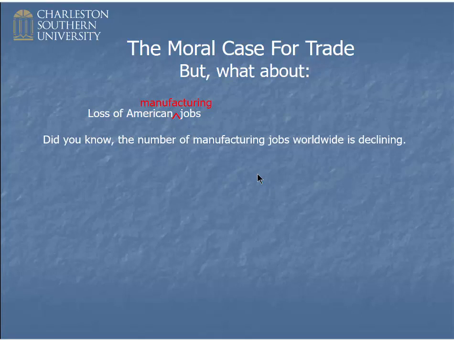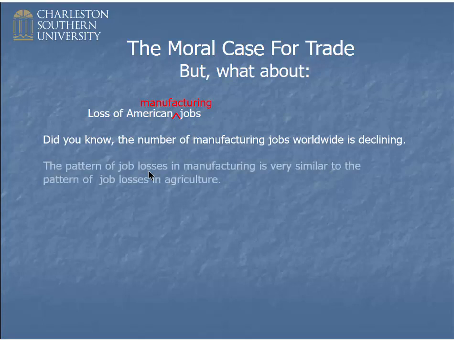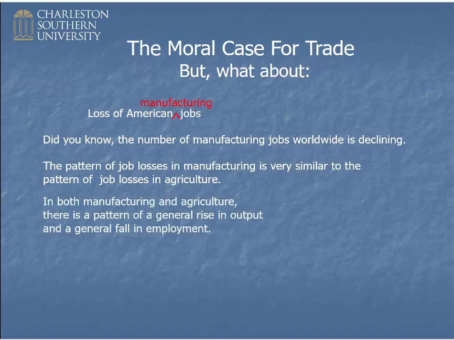You might be surprised to know that the number of manufacturing jobs worldwide is declining. Not just in the United States, but in China and everywhere. Where are those jobs going? Those jobs are going to machines. The pattern of job loss in manufacturing is very similar to the pattern of job loss in agriculture, which all of you are probably aware. Did you know that 100 years ago, the vast majority of workers in the United States worked on farms, but now I think it's less than 3%.